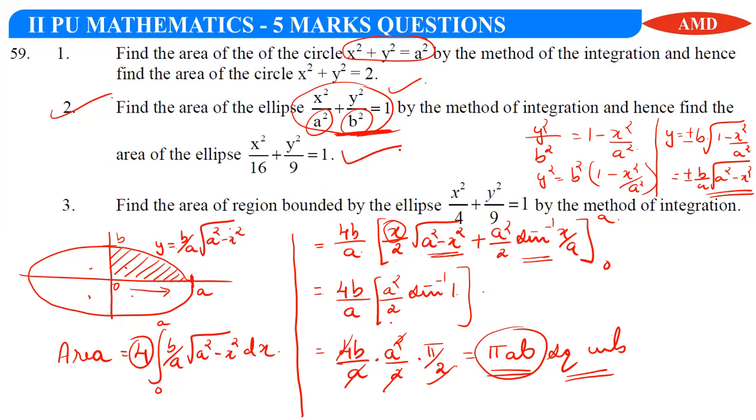Now, if you have to evaluate the area of this ellipse, you don't have to do the whole integration again. You already have the formula. You just apply that formula and get the answer. You have area is equal to pi into a, which is 4, into b, which is 3. So the answer must be 12 pi square units. So 12 pi square units should be the final answer.